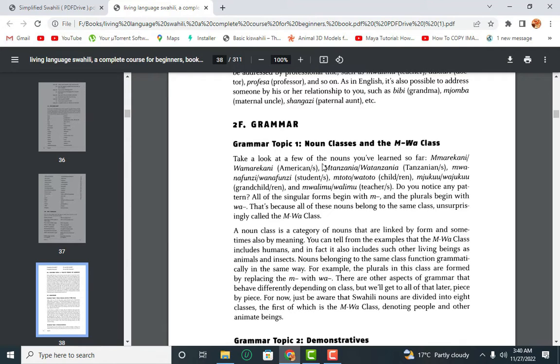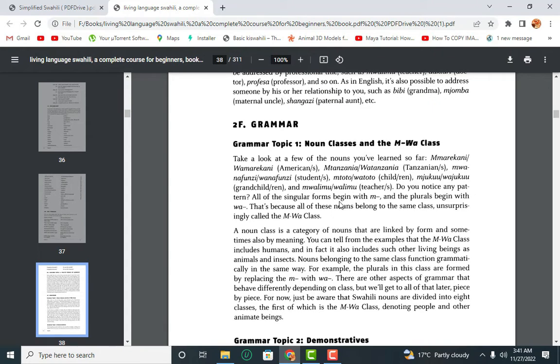Take a look at a few of the nouns you've learned so far. Mmarekani, wa Marekani, mean Americans. Mtanzania, wa Tanzania, which means Tanzanian or Tanzanians. Mwanafunzi or wanafunzi, which means student or students. Mtoto or watoto, which means child or children. Mjukuu or wajukuu, which means grandchild or grandchildren. And mwalimu or walimu, which means teacher or teachers. Do you notice any patterns in all of them?